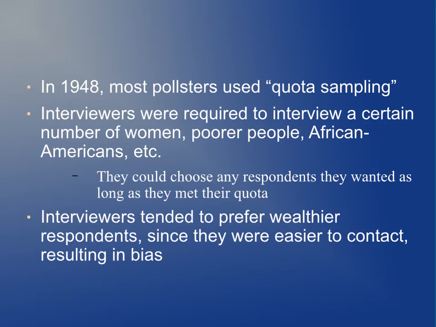So once again, interviewers ended up contacting wealthier people because they tended to be easier to contact. They would have phones or whatever the case may be. So you ended up with a pro-Republican bias in the sample. In fact, if you look at a lot of presidential election surveys from that day and age, there was a consistent Republican bias in the surveys because they tended to over-survey wealthier people, or at least that seems like the most plausible explanation.